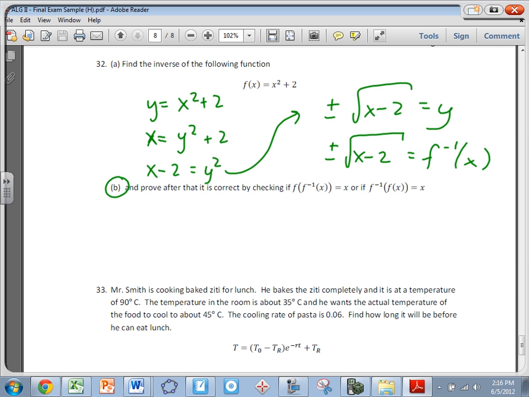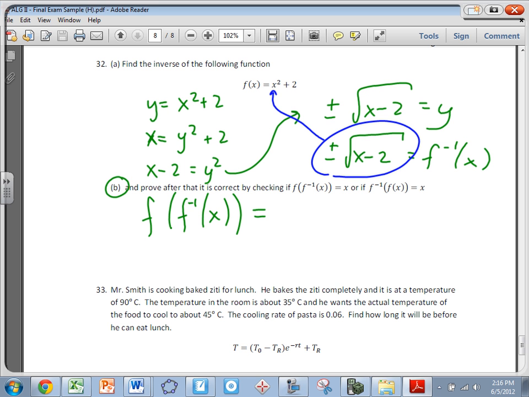For this problem, I can take a composition and take my inverse and plug it into my original. So if I'm doing my inverse in the original, it means to take the inverse function and simply plug it into the original where you see an x. So we end up with plus or minus root x minus 2, that whole thing squared, because that's all going in for x there, and this squared is still there, plus 2.